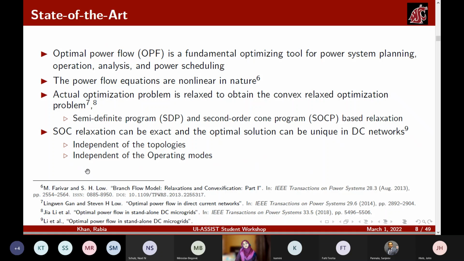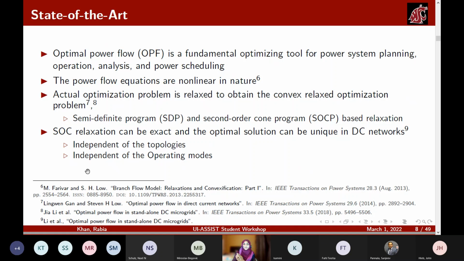So OPF, or the optimal power flow, is a fundamental tool that is used for power system planning, operation, analysis, and even designing. The power flow equations, which I will be explaining later on, are non-linear in nature. So when we try to solve the OPF problem, it becomes non-convex. So we need to relax the problem to a convex relaxed optimization problem, so we could get a fine solution or maybe a converged solution to that.